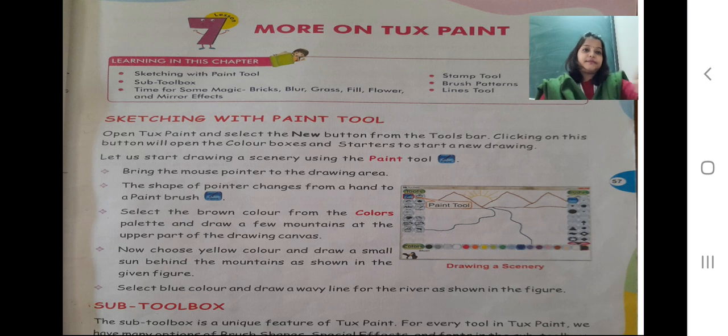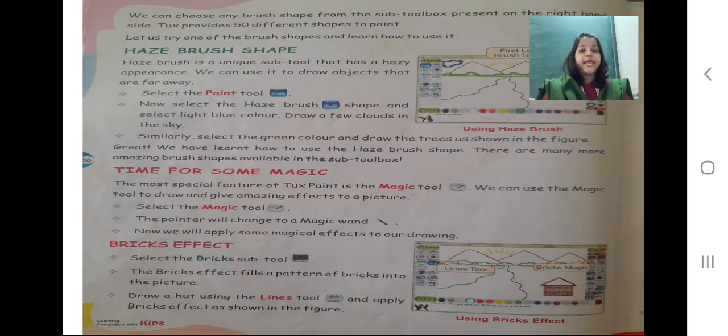Next, haze brush shape. Now what is the haze brush shape? The haze brush is a unique subtool that has a hazy appearance. We can use it to draw objects that are far away. Hazy appearance means not clear, indistinct, hazy, cloudy. Suppose we are drawing a scenery, and we want to give some effect like the thing is far away. So for that we can use the haze brush shape.